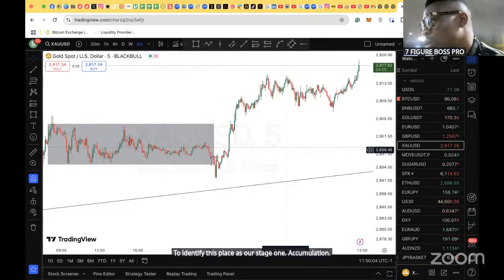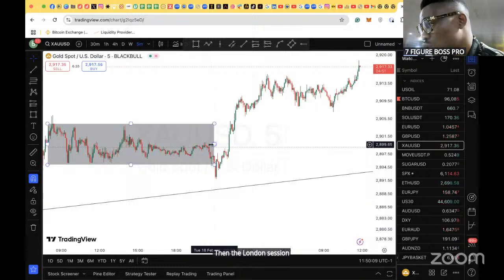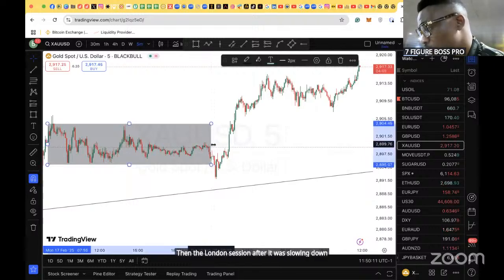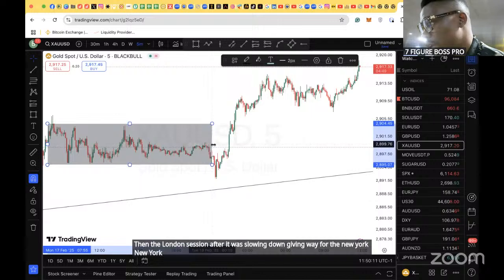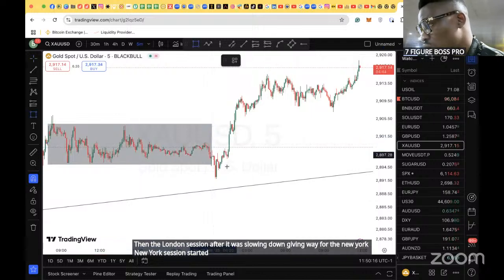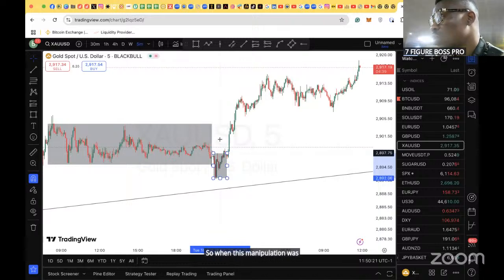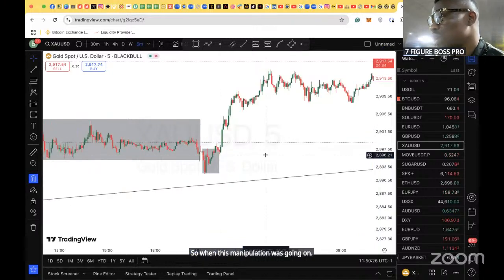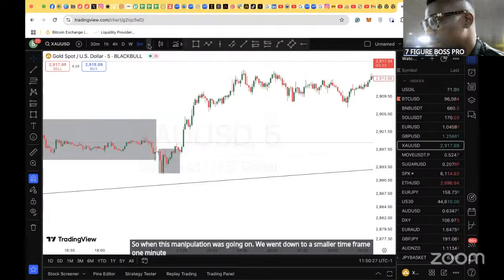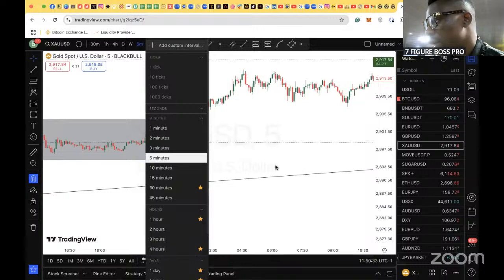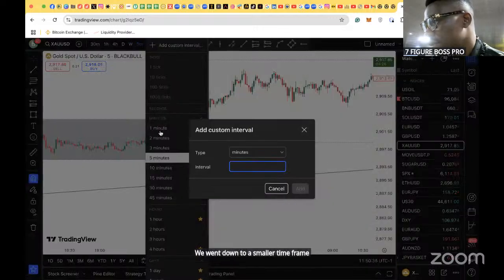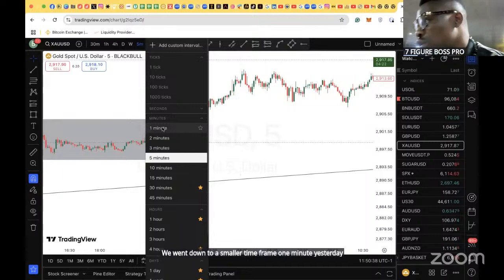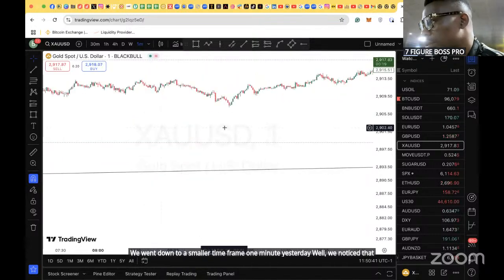Then the London session, after it was slowing down, giving way for the New York session, started, and we saw a manipulation to the downside. So when this manipulation was going on, we went down to a smaller time frame, 1 minute, yesterday, when we noticed that manipulation going on.